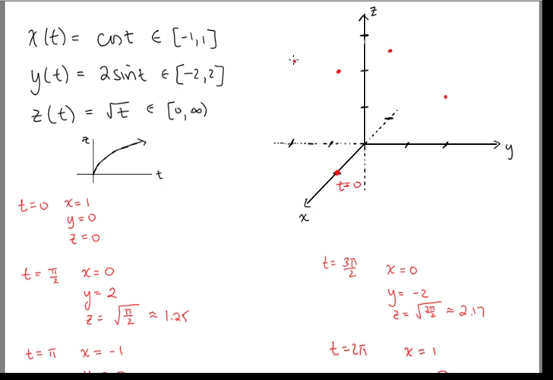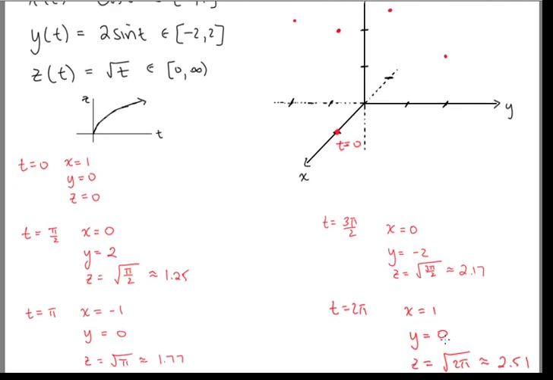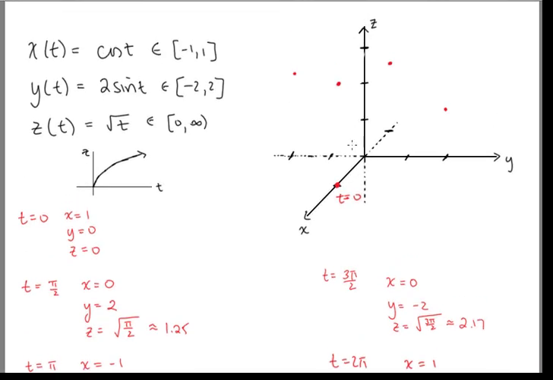And when t is equal to 2 pi, we're at x equals 1, y equals 0, and z is approximately 2.51. So we're at 1, 0, 2.51. So let me just label these.